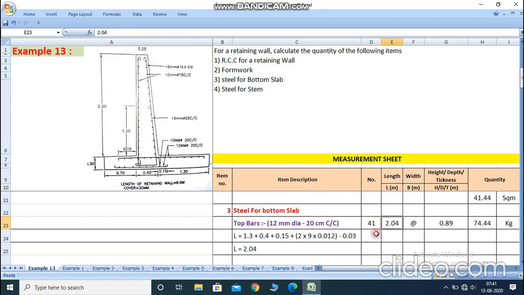Now multiplication of 41, 2.04 and 0.89, we got the final answer of 74.44 kg of steel bar required, the top steel bar required for the slab portion.